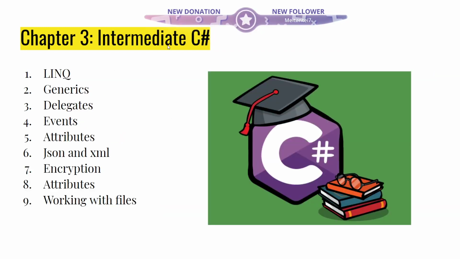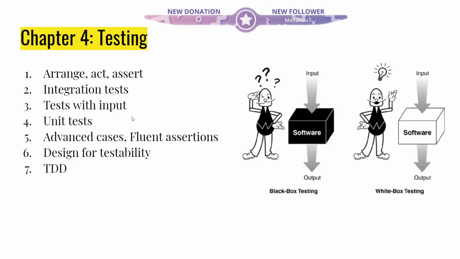Chapter 3 will be more about C#. Something that is in general considered advanced C# topics. So we'll talk about LINQ, generics, delegates, events, attributes. We will try working with files in JSON and XML formats. XML not so much, JSON is much more important. We'll talk about security and encryption, custom attributes, and serialization, deserialization.